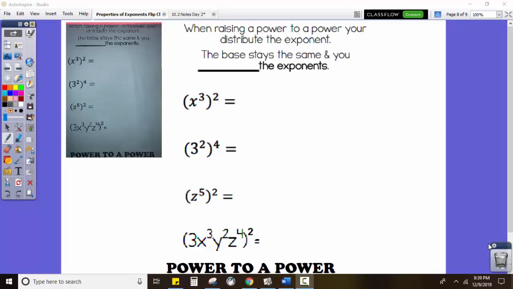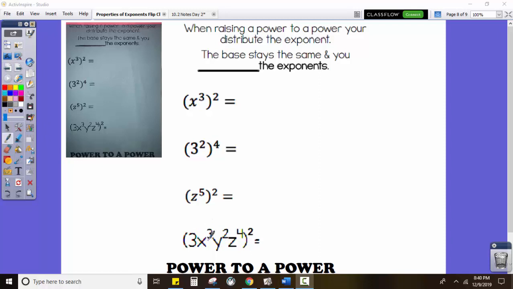We're going to start with our flip chart first. And so we're actually going to do the last example on the blue tab, the power to a power one. So we're going to keep working with powers to powers, but with a little bit more complicated problems here. So we'll look at this last example here.